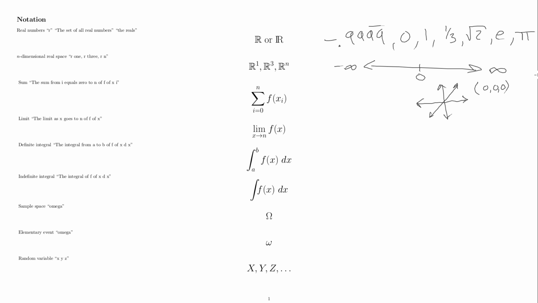All right. Then we have sums. The next notation is sums, so this is the sum from i equals 0 to n of f of xi. In this case, the x's are indexed by i. The next piece of notation that you may see me use is the notion of limit. And this is the limit as x goes to n of f of x. And this is just the tendency of a function f of x as x approaches n.